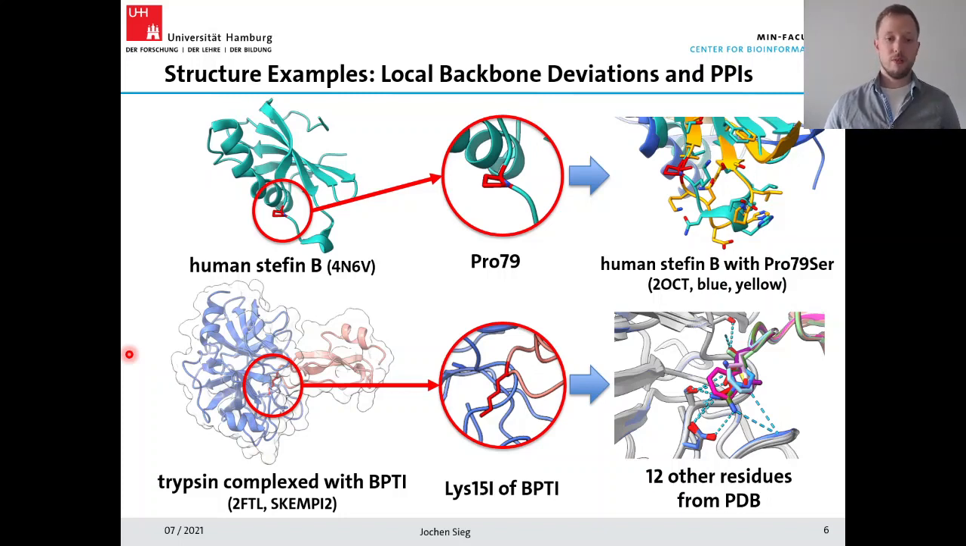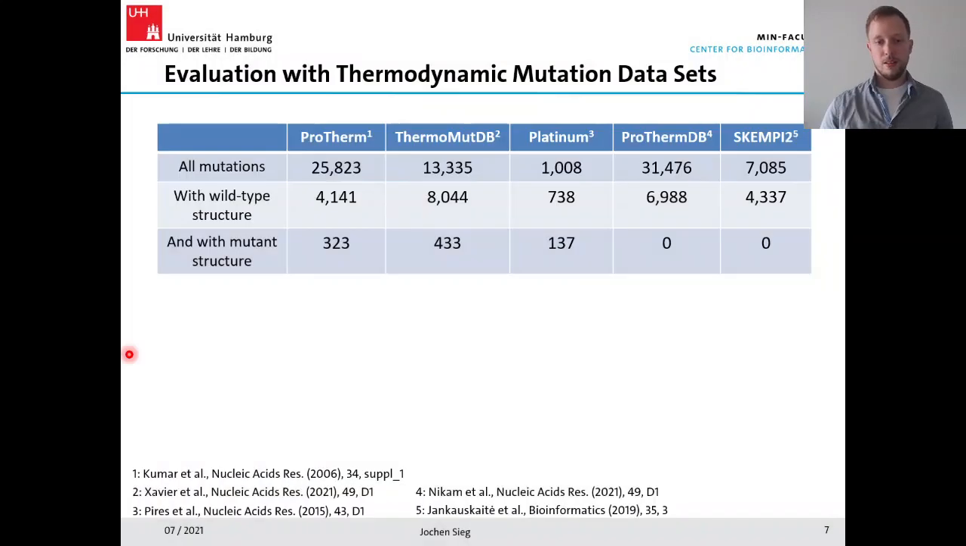Now, after we have looked at different structure examples, let's switch to looking at evaluation on large datasets. For the evaluation of our tool, we use 5 mutation datasets. Specifically, we use the well-known ProTherm dataset. We also use the ThermoMutDB, which extends the ProTherm dataset and was released this year.